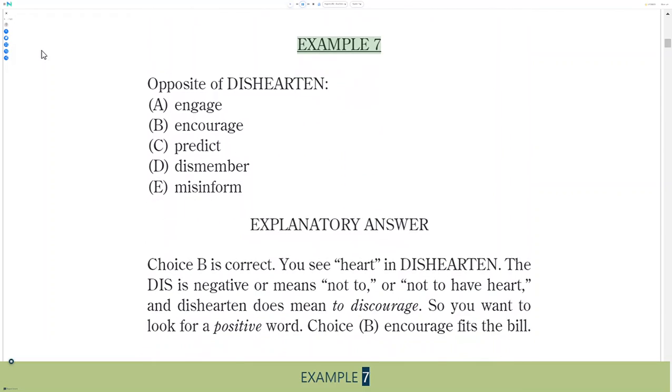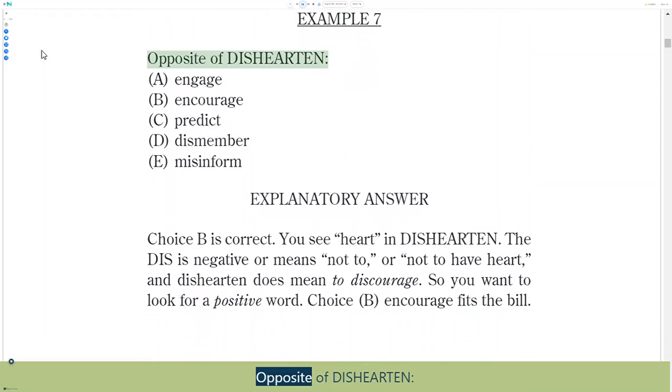Example 7. Opposite of dishearten. A. Engage. B. Encourage. C. Predict. D. Dismember. E. Misinform. Explanatory answer.